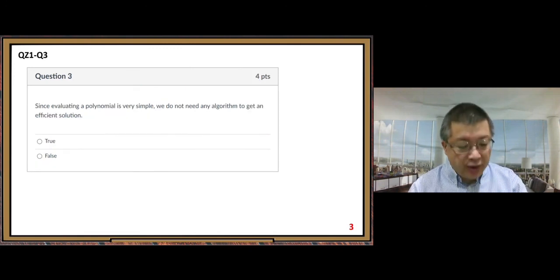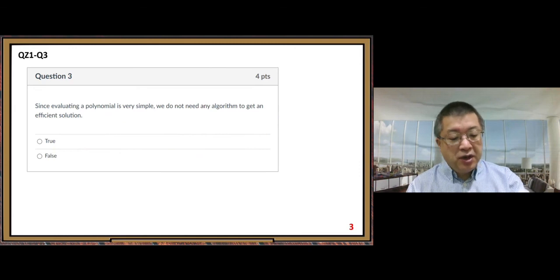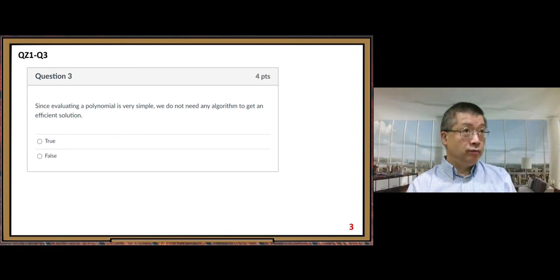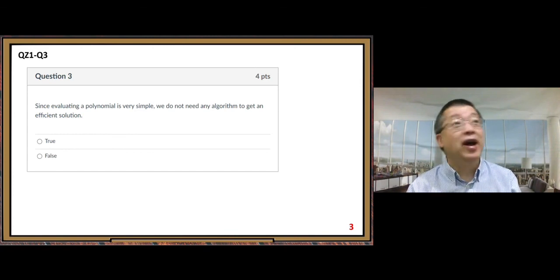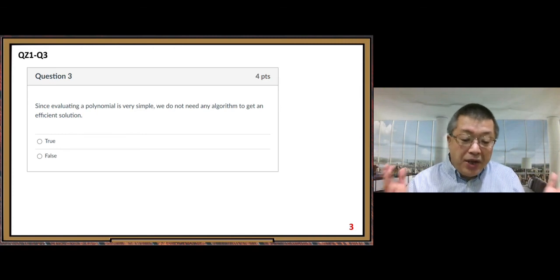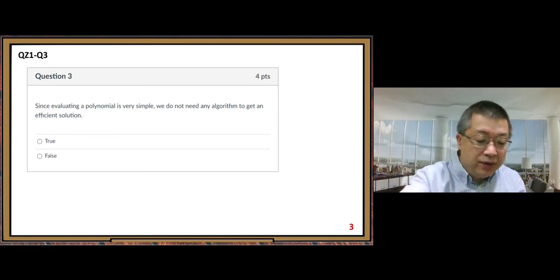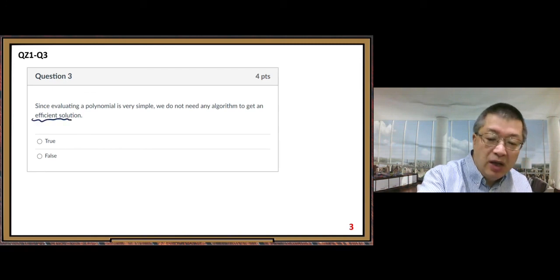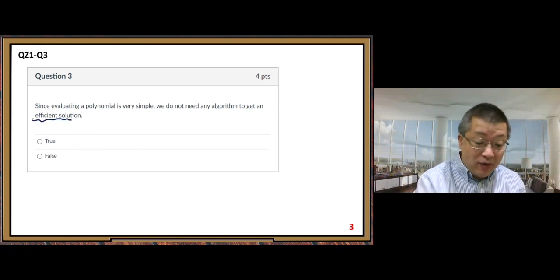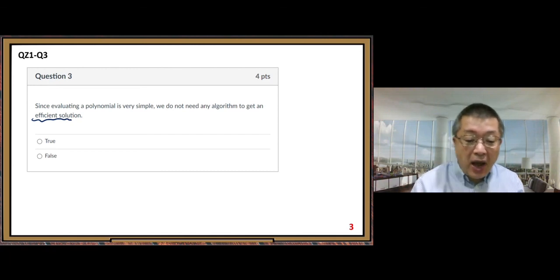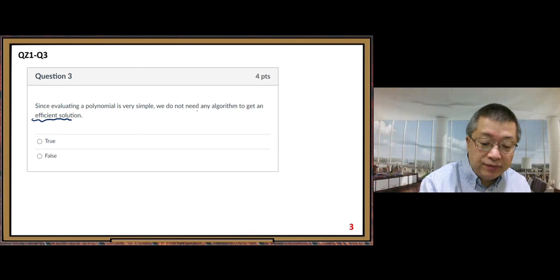Question number 3. Since evaluating a polynomial is very simple, yeah, we agree, pretty simple, right? Evaluating a polynomial. We do not need any algorithm to get an efficient solution. That may not be right, right? We do not need any algorithm to get an efficient solution.